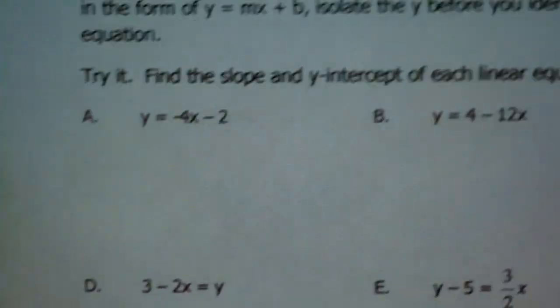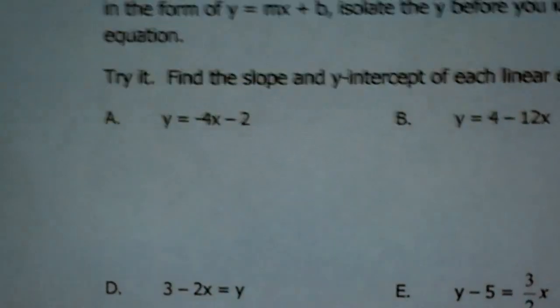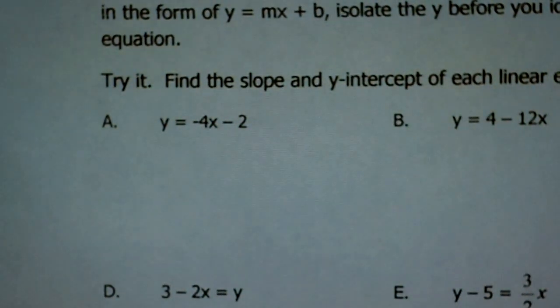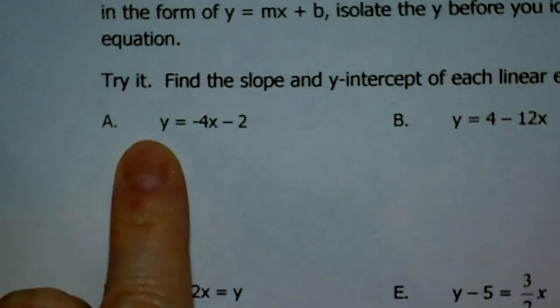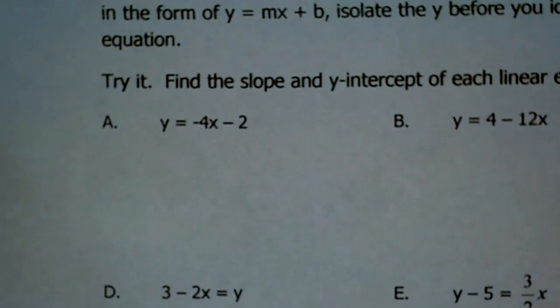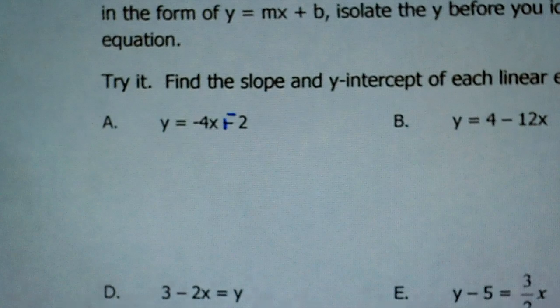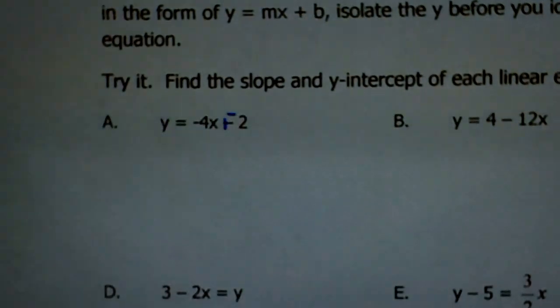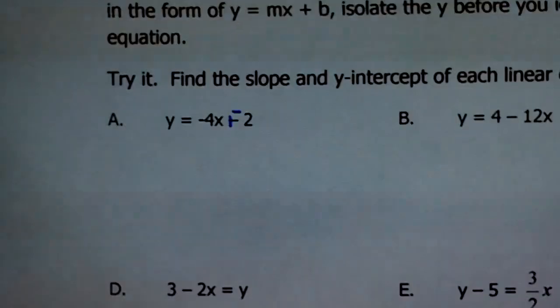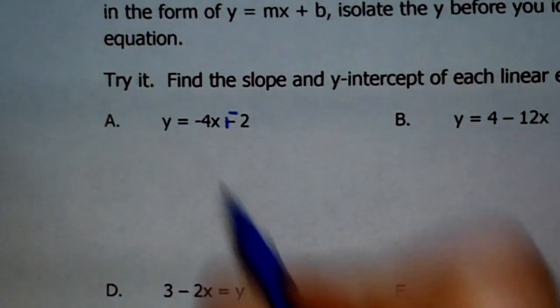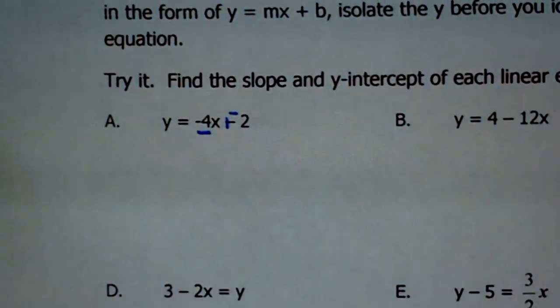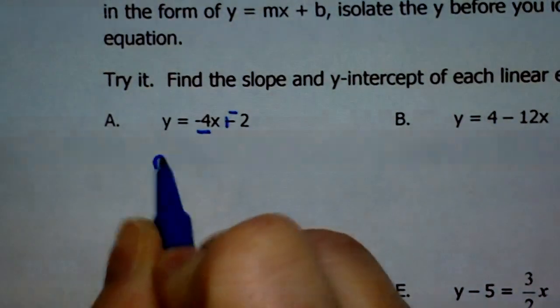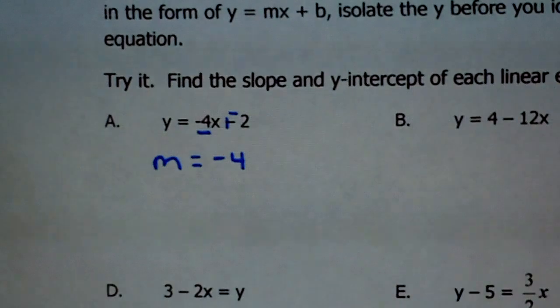Zoom in a little bit here. Okay, so in this first equation, I'm hoping you can see that the y is already by itself. I am going to do keep, change, change because I can't help myself. I always have to. So I don't have to do any rearranging. All you have to do now is look at that equation and ask yourself, what's the coefficient of x and what number is by itself? So when I look at this, I see that -4 is right next to the x. That means it's its coefficient. That means that your slope, or m, is -4.